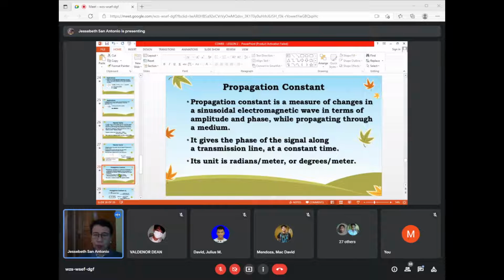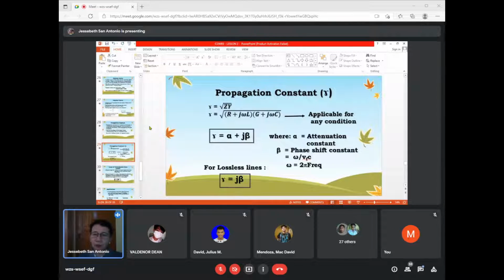Now, for propagation constant, ma'am, constant po yan, di ho ba kinocompute? Kinocompute pa rin, okay? So, we will use this symbol. Anong symbol ba yan? Propagation, Greek symbol, sigma. Okay, sigma is equals to the square root of z and y. Ayan. So, saan ito kinuha?